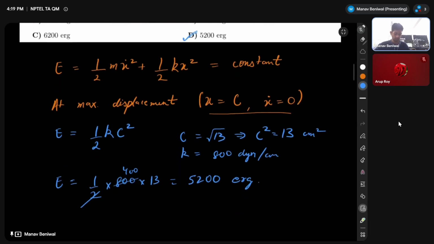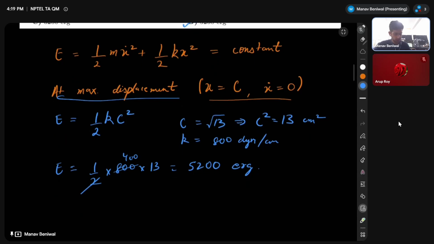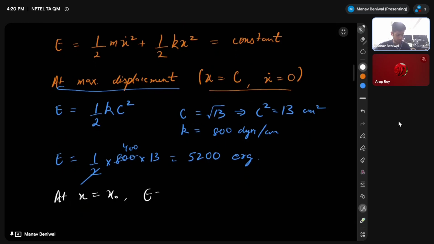Now what we could have also done, instead of taking this maximum displacement point, we could have taken the zero displacement. So we could have also done at x equals 0, or x naught, which is our initial condition. At x equals x naught, our energy E, we can write as half m v naught squared plus half k x naught squared.